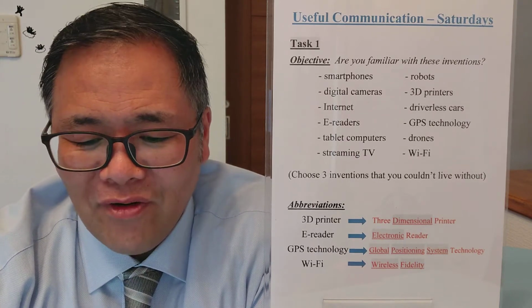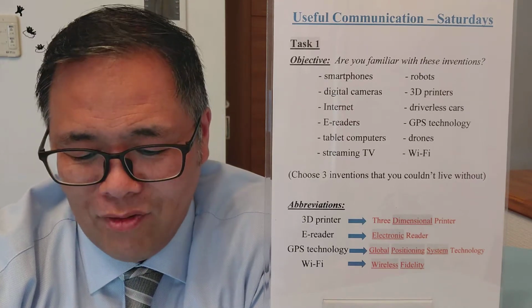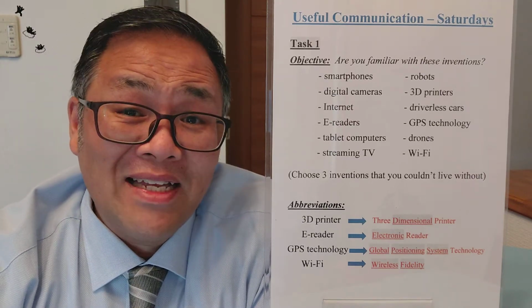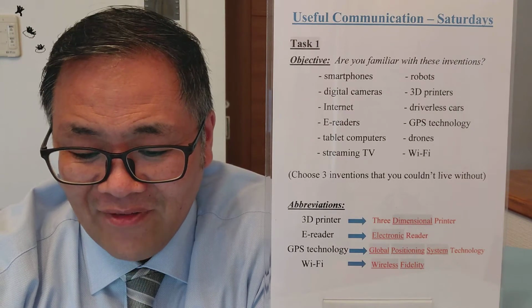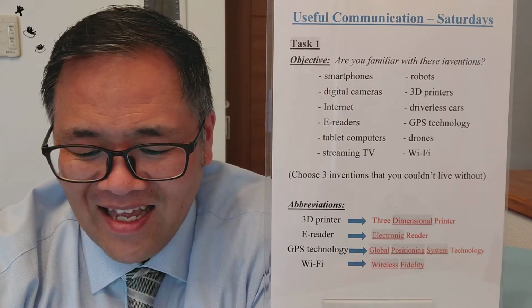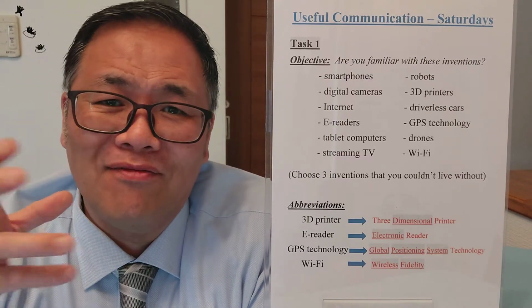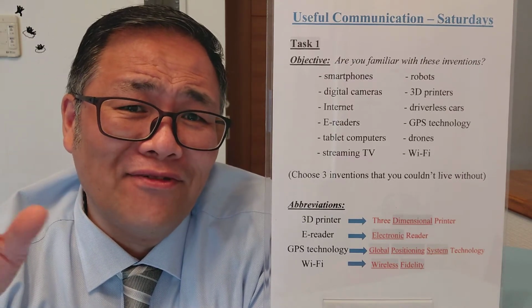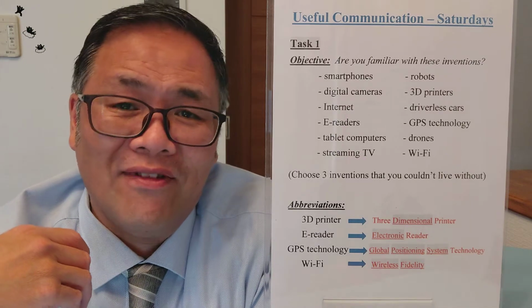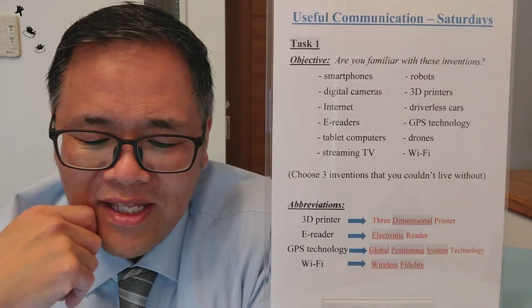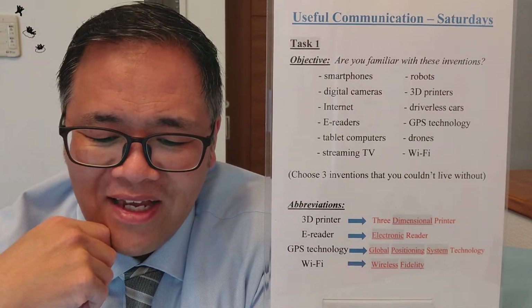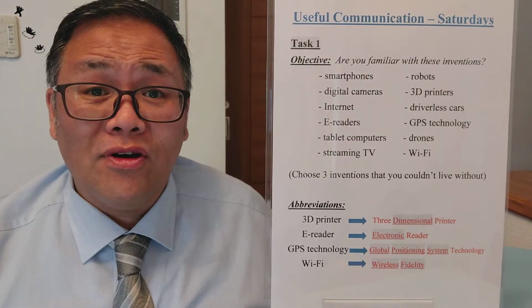Okay, and of course the last one is Wi-Fi. We're familiar with Wi-Fi, and Wi means wireless. Okay, and Fi means fidelity. Basically it's a kind of mode to transmit data wirelessly. Okay, so that's Wi-Fi. So those are those 4 words there, and hopefully you understand the abbreviations. Okay, moving on to task 2.